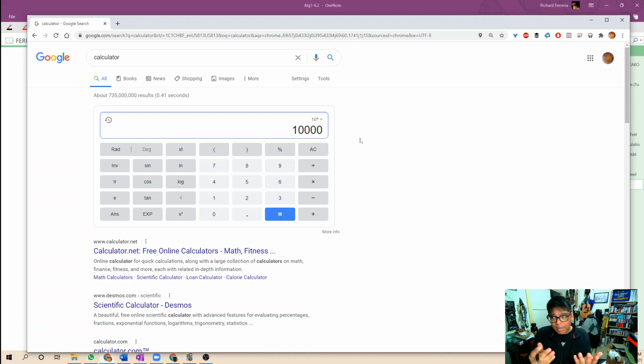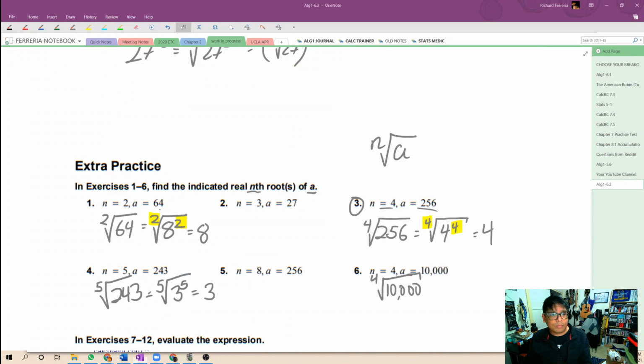So if you don't have a calculator, go ahead and just type calculator in Google. It'll give you a good calculator for this. So 10,000 to the fourth is the same thing as 10 to the fourth power. And we made the index match the power. So they are inverse operations, and I'm just going to get 10.